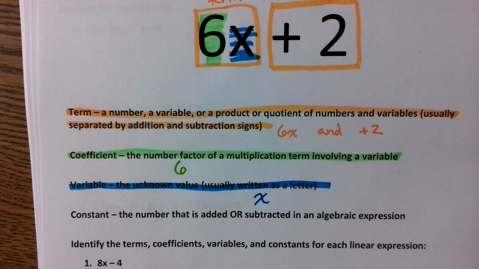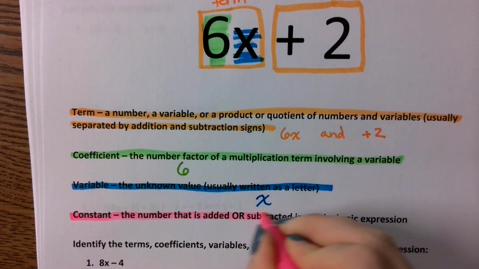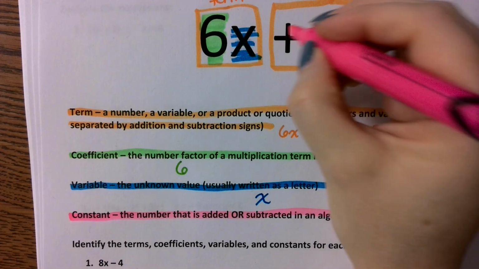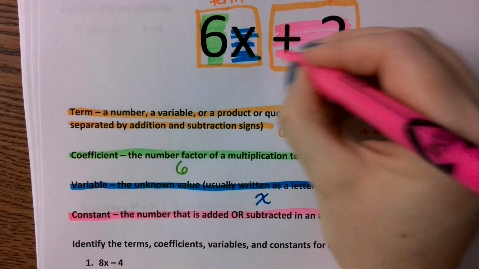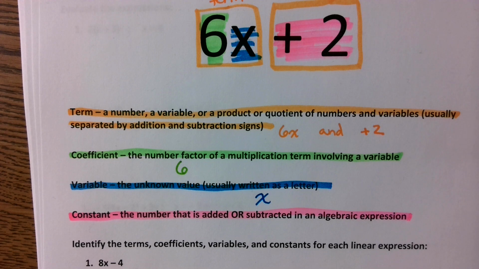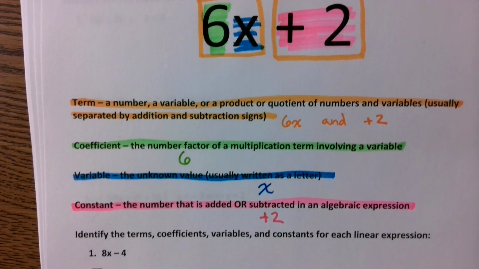And then we have our constant. Our constant is the number that is being added or subtracted in the expression. It is a number that stands all by itself. So the 2, the positive 2. I'm going to highlight the plus sign with it so that I know that that positive sign goes with it. It is attached. It's a part of it. Okay? So our positive 2 is going to be our constant.